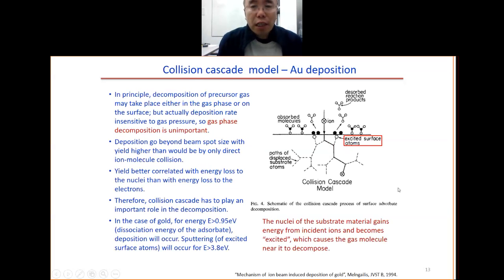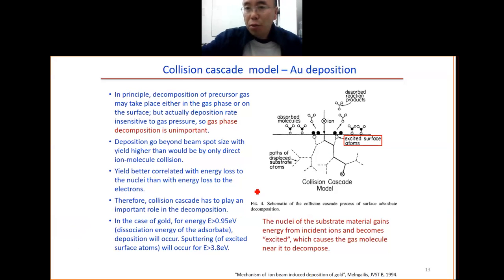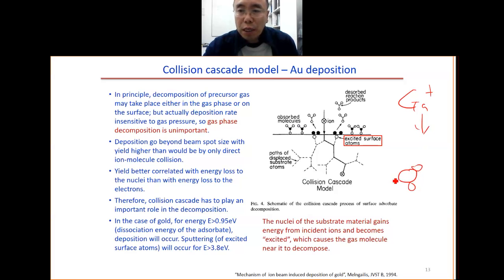So now let's look at the mechanism of the deposition. In principle, when we have the gallium ion coming in, we have the precursor gas. Again, we draw something like this. This can be a trimethyl aluminum. In principle, this gallium ion can collide with this precursor gas molecule and decompose it. Then the aluminum will become a film.